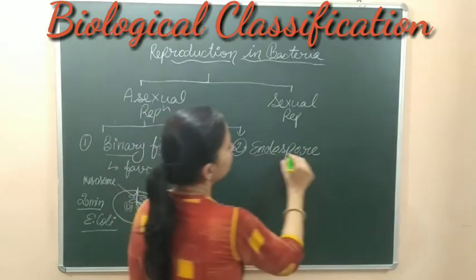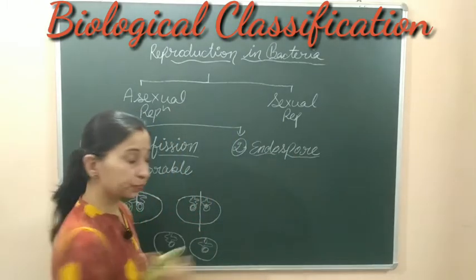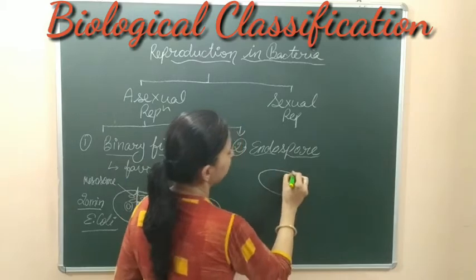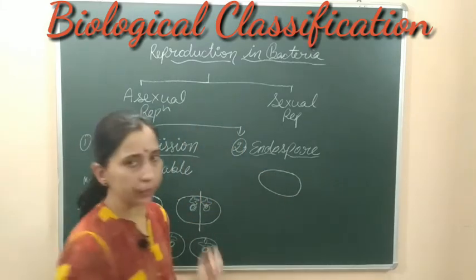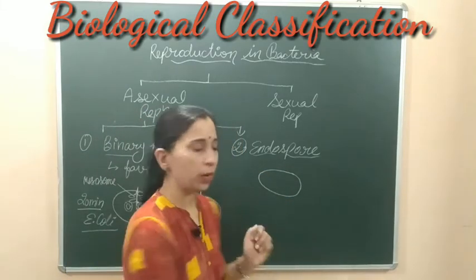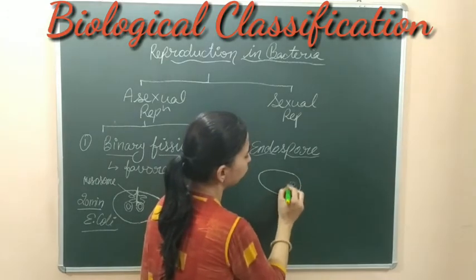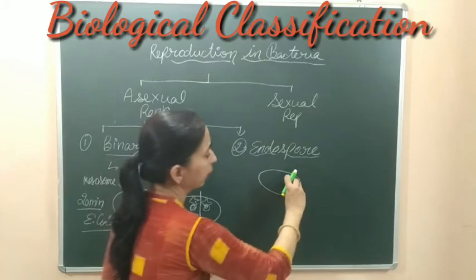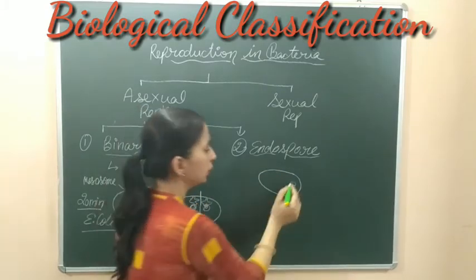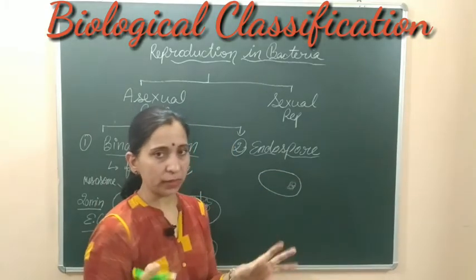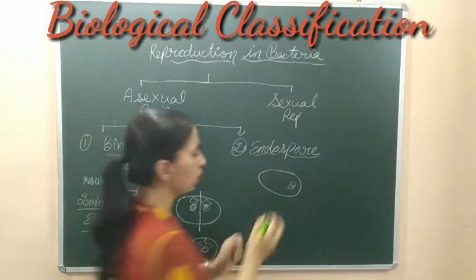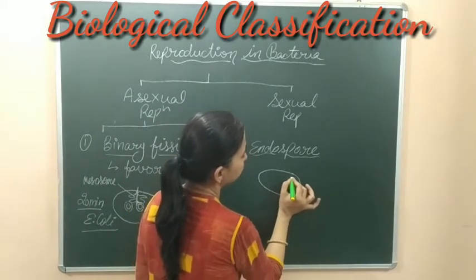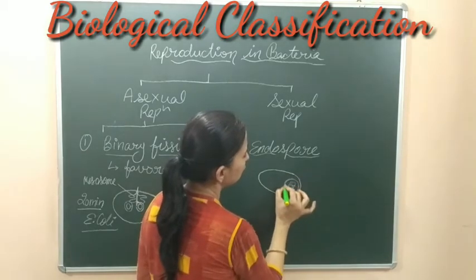Let's see what happens during endospore formation. During unfavorable conditions, inside the bacterial cell is the nucleoid that is present in the cytoplasm. This nucleoid reaches one side of the bacterial cell. एक side में इकट्ठा हो जाता है nucleoid, and then with some dense cytoplasm, it makes a cover and gets covered by a wall. एक wall formation हो जाती है.